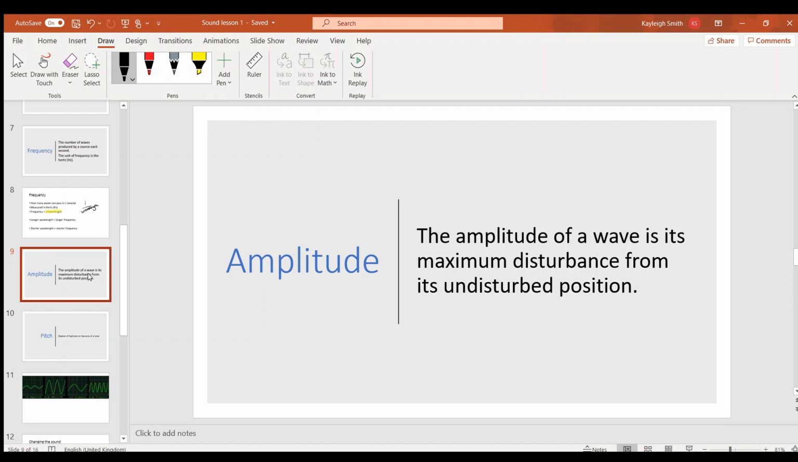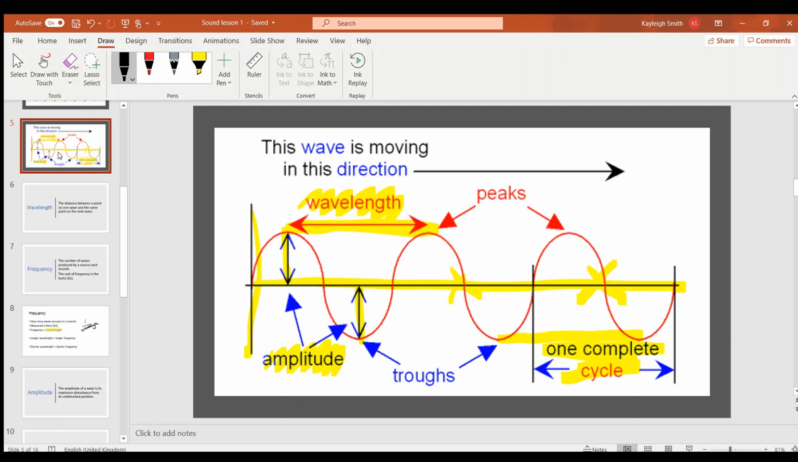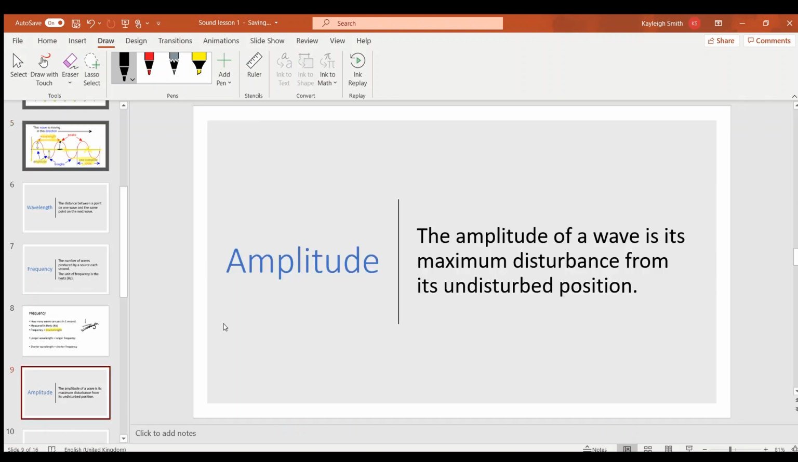So the amplitude of the wave is its maximum disturbance from its undisturbed position. So I'm going to take you back to this diagram. Remember, it's that height. So this is the undisturbed position, and this is the height of it here. Okay, so it's going from that baseline to the top.